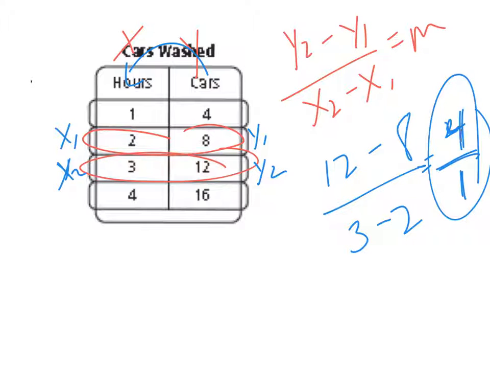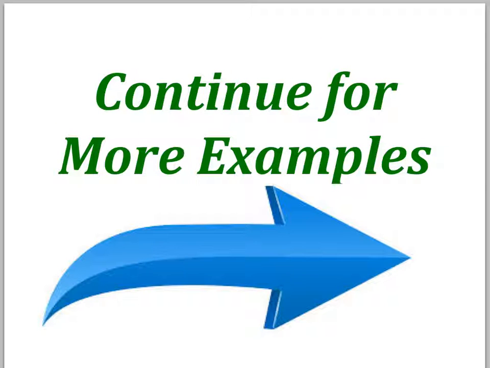And you are going to be asked, well, what does the slope mean? That's why I started bringing that up. 4 cars every hour. Continue for more examples.